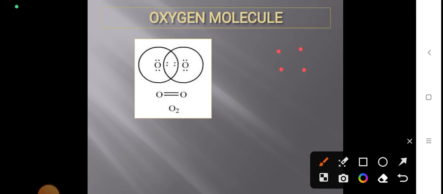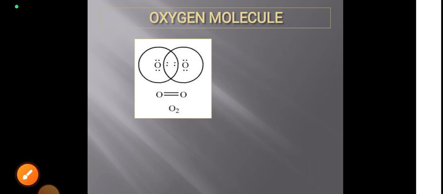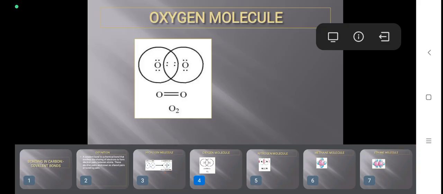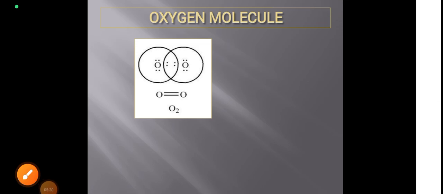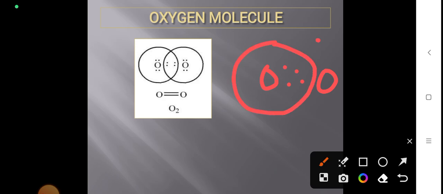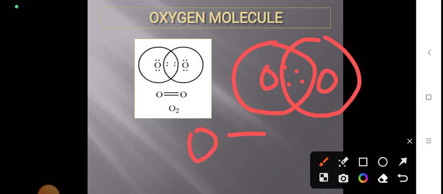So here students, these 4 electrons, what you can see here, oxygen, oxygen, and here you have 4 electrons. These 4 electrons that I've drawn here are representing the two half-filled orbitals, that is the two half-filled 2p orbitals of each oxygen. So in that case, oxygen gets a double bond.